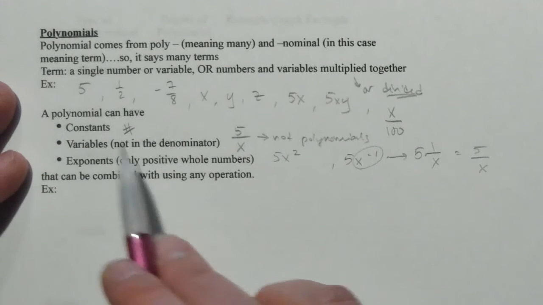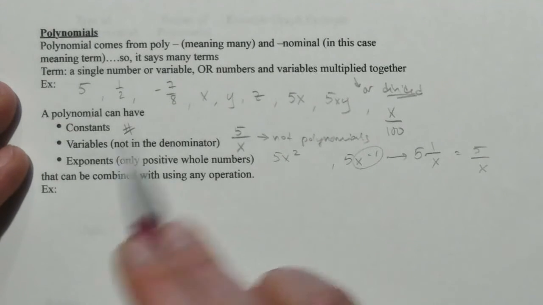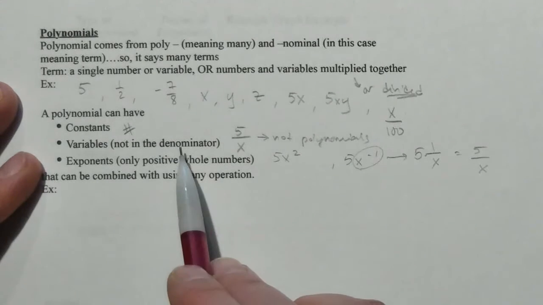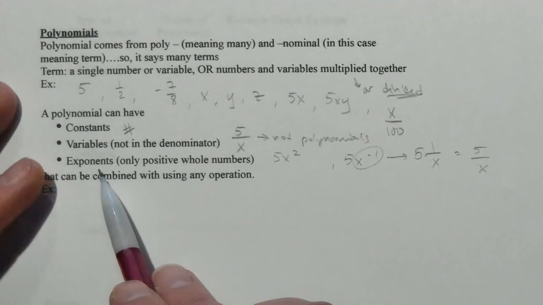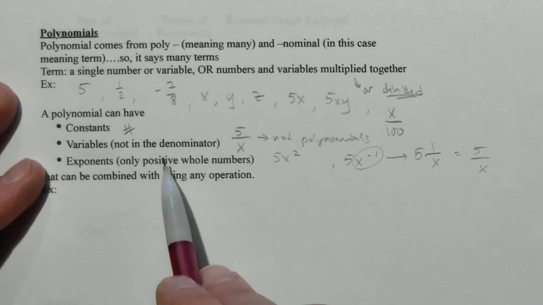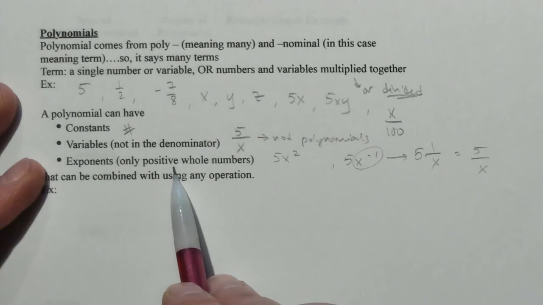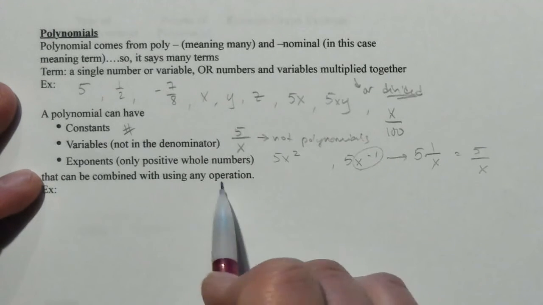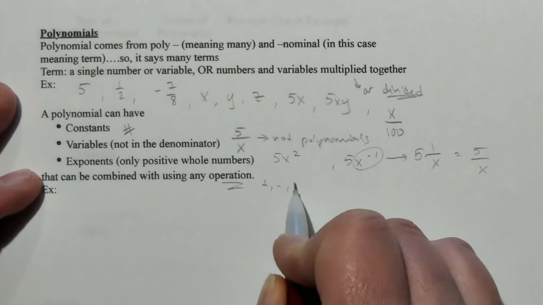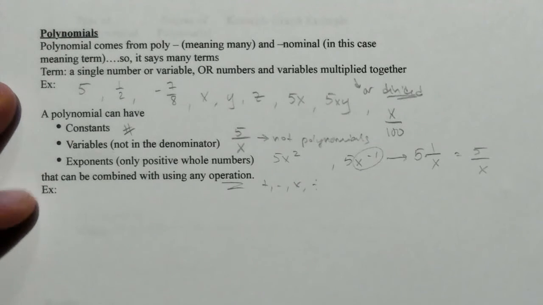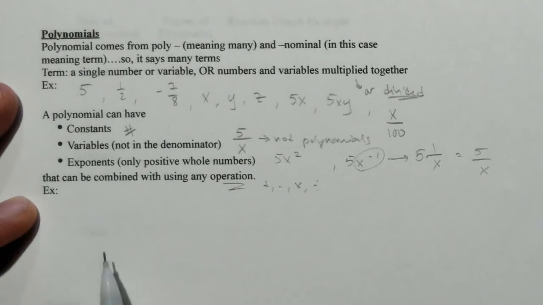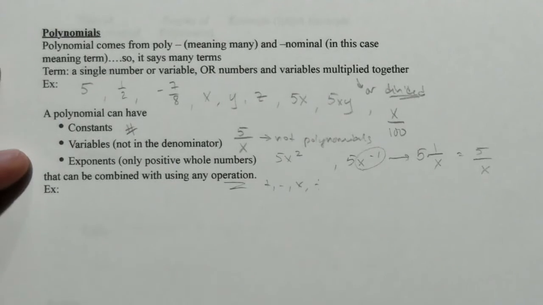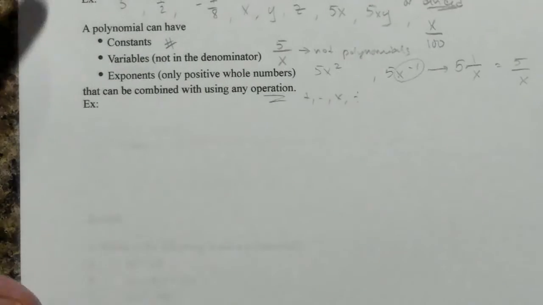And polynomials then, if you have constants, variables, a combination of the two being multiplied or divided, as long as the variable is not in the denominator, and polynomials can have exponents that are only positive whole numbers, all those conditions can then be combined using any operation. So add, subtract, multiply, and divide. Okay? So we're just going to go through a couple examples of what's a polynomial and what's not, just by sight. So I'm just going to make one up here.